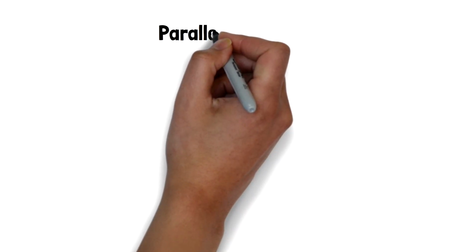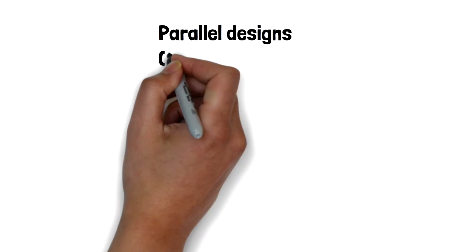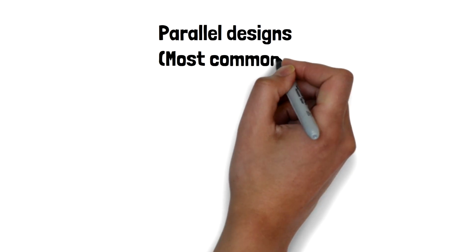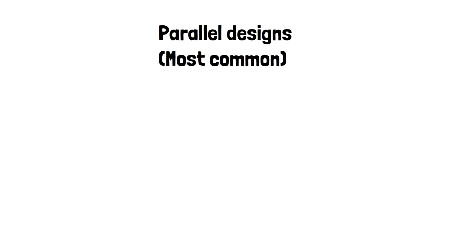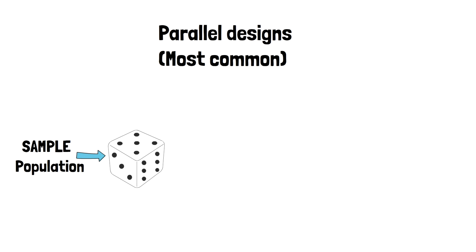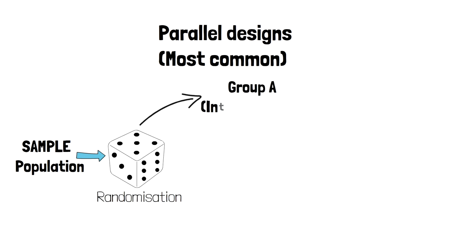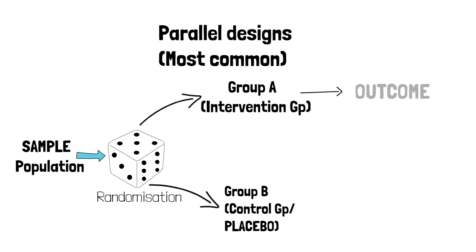The focus of this video is going to be parallel design because this is the most common type of randomized control trial. So we start with a sample population, it goes through randomization, and after that it goes to either an intervention group or control group, and then we compare the two outcomes.